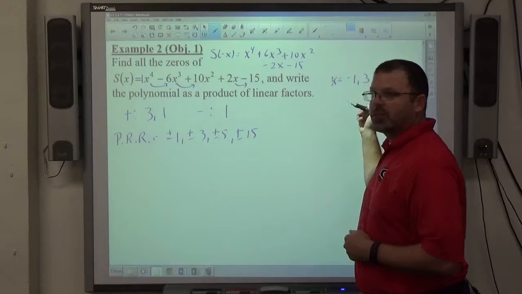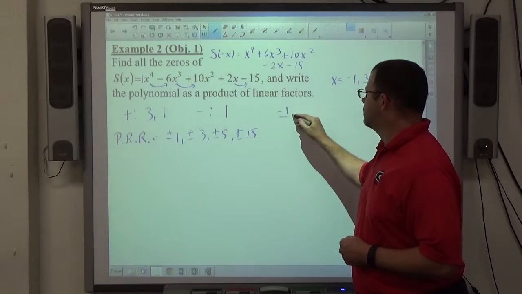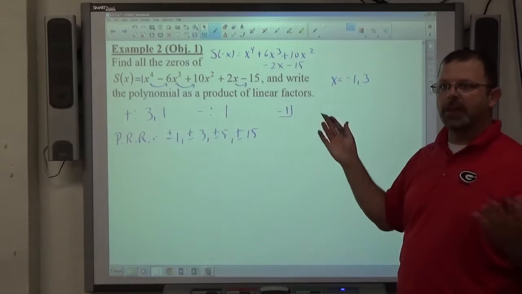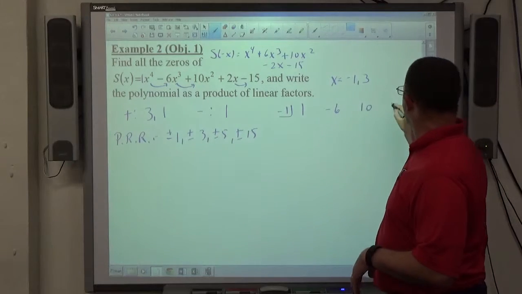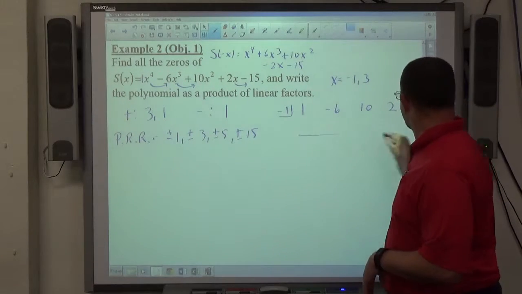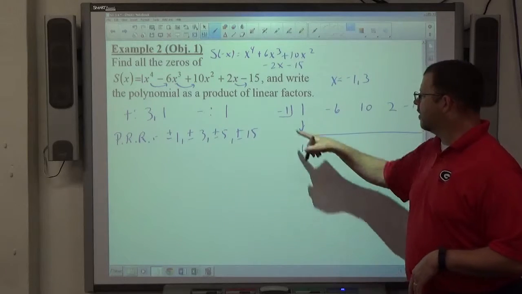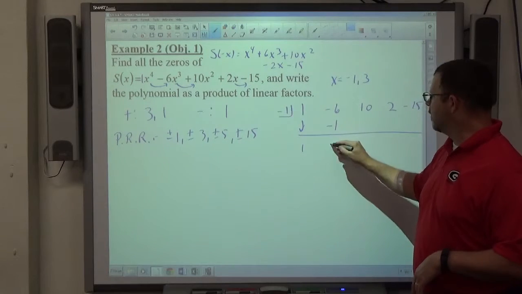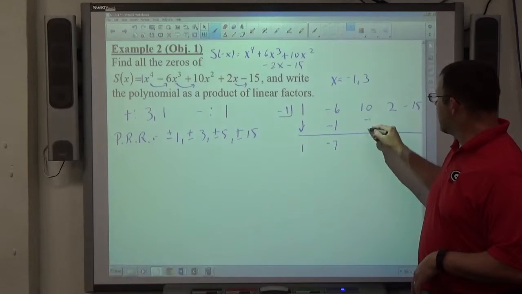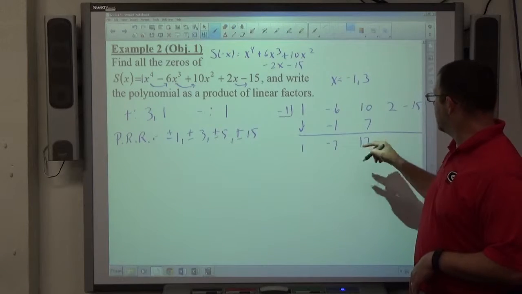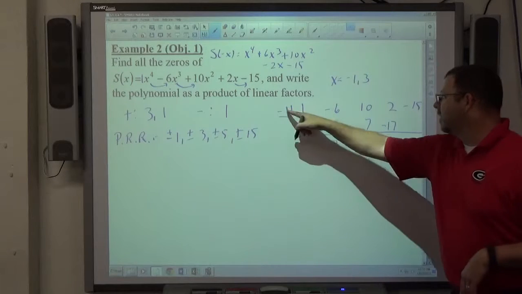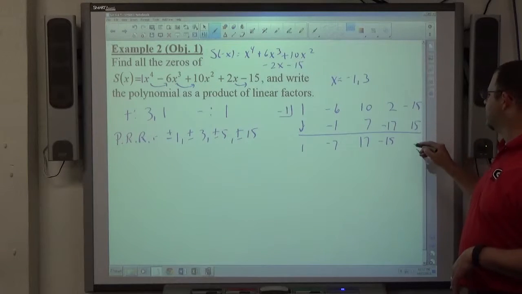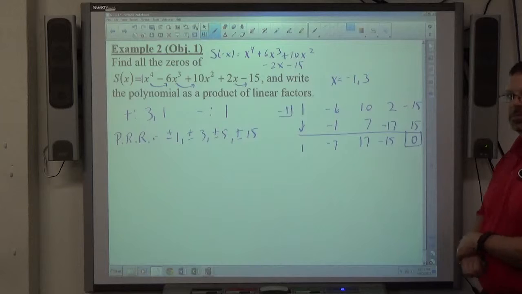So it doesn't matter which one I start off with either. I'm going to start off with negative 1, but I could have just as easily started off with 3. Any solution will work. 1, negative 6, 10, 2, negative 15. Bring the 1 down exactly as is. Multiply, you get negative 1. Add, you get negative 7. Multiply, you get positive 7. Add, you get 17. Multiply, you get negative 17. Add, you get negative 15. Negative 1, negative 15. Multiply, you get positive 15. Negative 15 plus 15, 0.